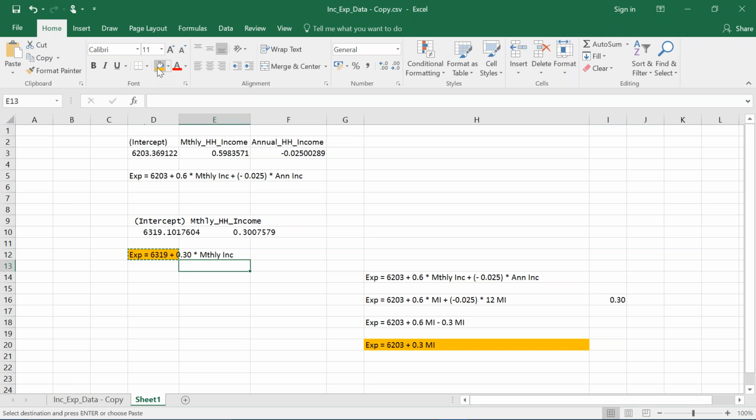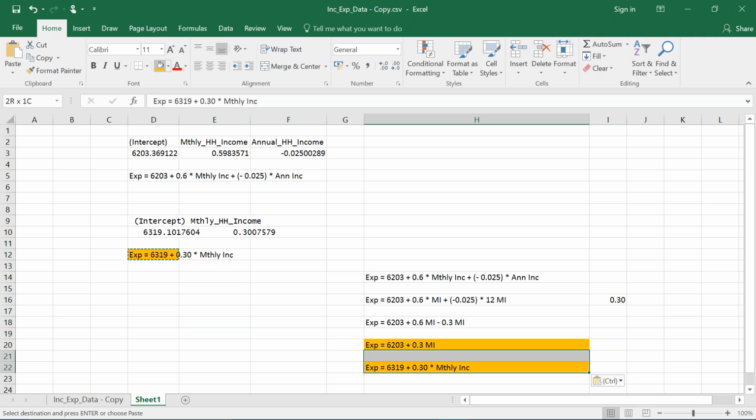Let me copy this equation also here, which was the single variable model. Can you see these two equations are close to same? So basically, when there is a correlation, what correlation says is one variable can be derived from the other. Now I have got two variables which are correlated, and I'm taking both the correlated variables to predict expense. Is it necessary to take both monthly income and annual income?